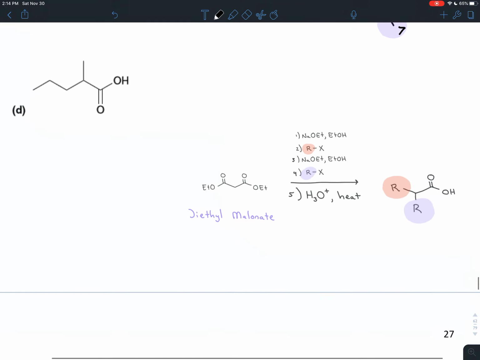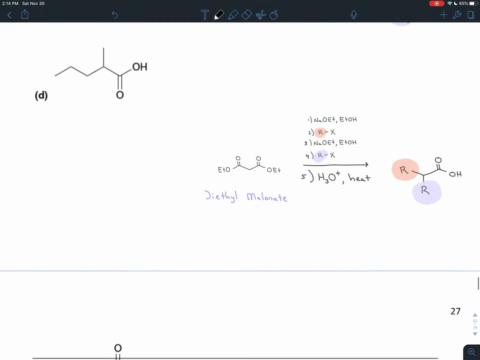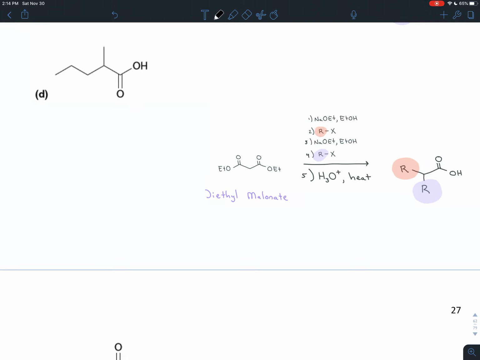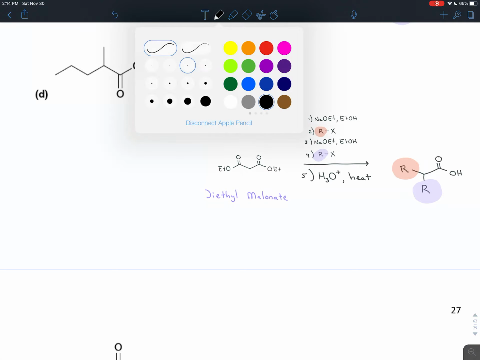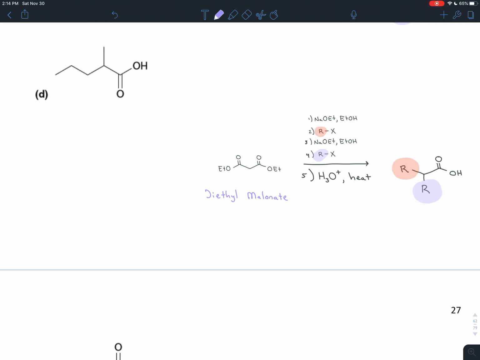Okay, let's think about D. We see a carboxylic acid, and from now on, whenever you see a carboxylic acid, you want to think, I could make that doing the Malonic ester synthesis. So you draw out diethyl malonate, and then you would start drawing out the standard recipe. So the first step is always to rip the alpha hydrogen off of diethyl malonate with this sodium ethoxide and ethanol. That turns that alpha carbon into a nucleophile, and you just need an alkyl halide for it to attack in an SN2 reaction.